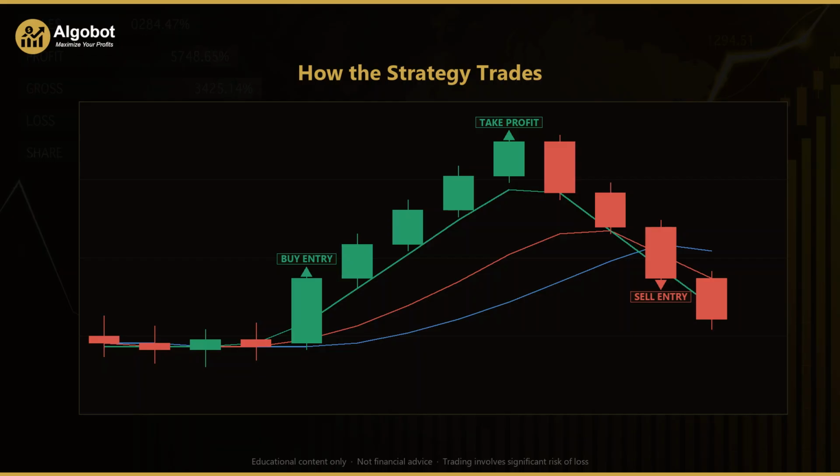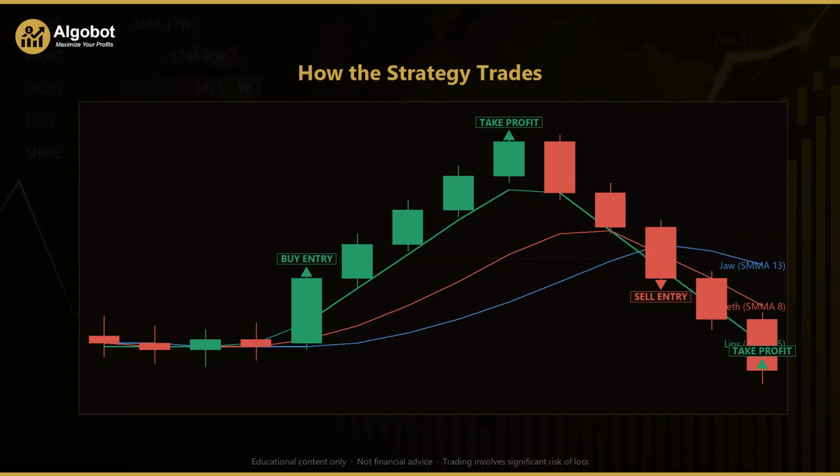As price turns down, the lines begin to fan out again, but this time in the opposite order. The green lips line drops below the red teeth, and the teeth fall below the blue jaw. Now the fastest line is on the bottom and the slowest is on top. Once that downward mouth opens wider than the ATR threshold and price closes below the lips line, the strategy signals a short. You can see the sell entry marker on that candle.